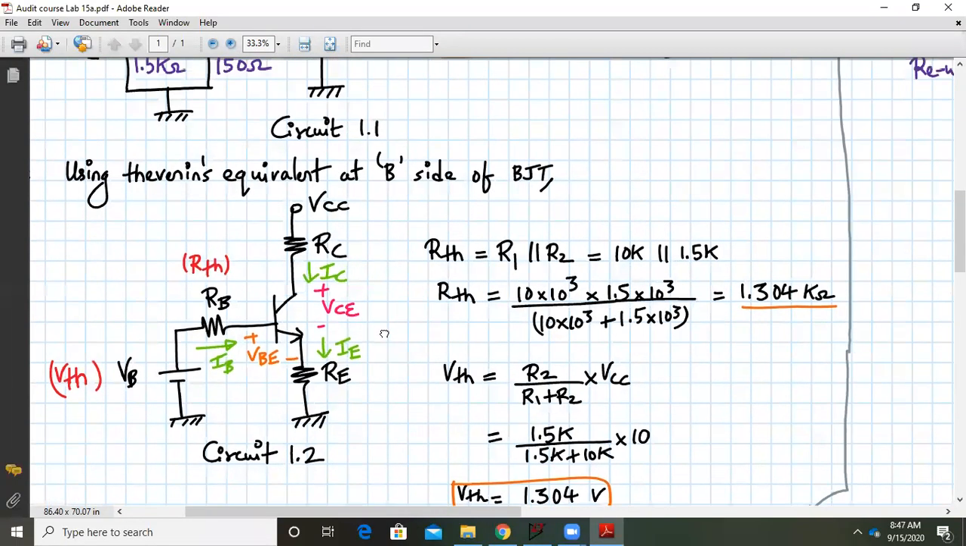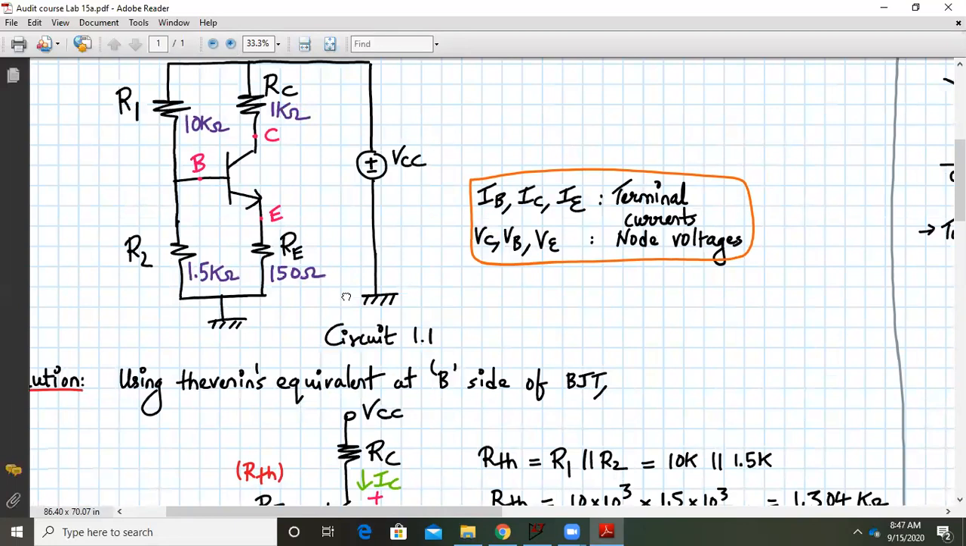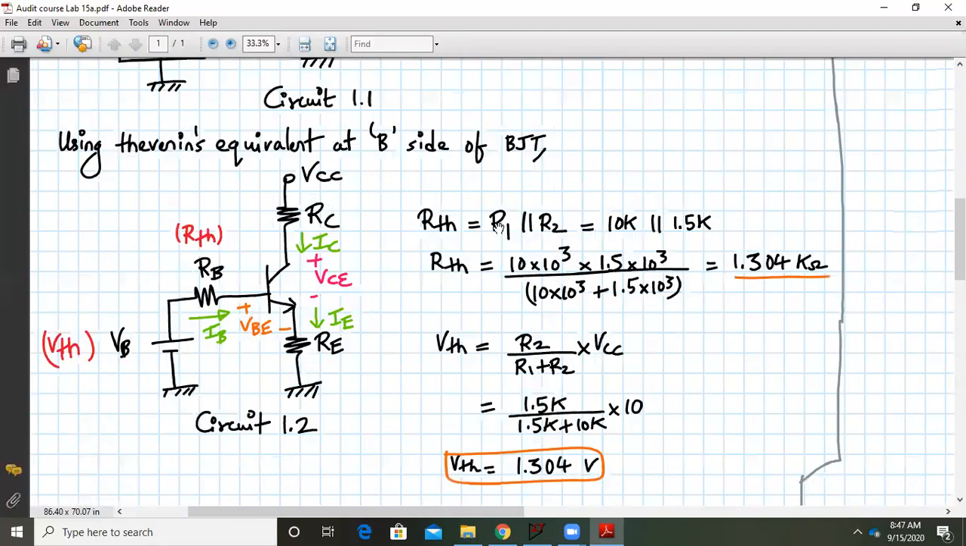RTH is given by R1 parallel to R2. I'm not going into details of how that has come. So RTH will be 10K parallel to 1.5K. You can work it out in the calculator. The value will come out to be 1.304 kilo ohms. Now remember, don't leave it at 1.3. You should always have a habit of writing up to 3 or 4 decimals in the numerical answer.